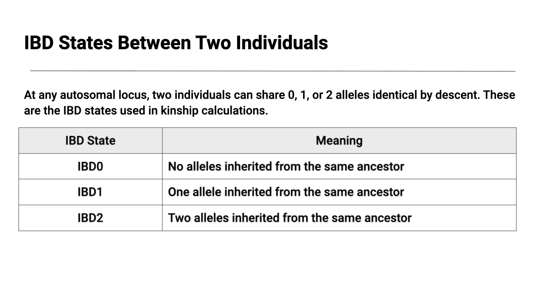IBD states between two individuals. These states describe how much genetic material comes from the same parents. At any locus, two individuals may share 0, 1, or 2 alleles identical by descent. These states are labeled IBD0, IBD1, and IBD2, the numbers referring to the shared alleles or none at all. These categories form the foundation of kinship probability calculations.